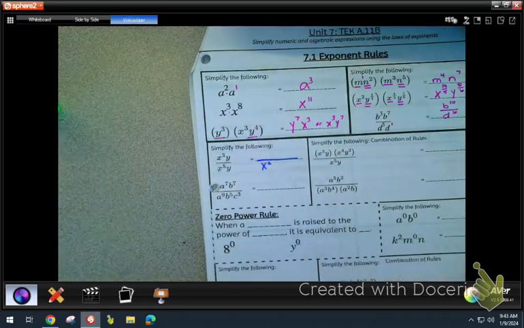So do y'all see what we just did? We're just looking at the x's. Now we're done with the x's. They're finished. Now we're going to look at the y's.